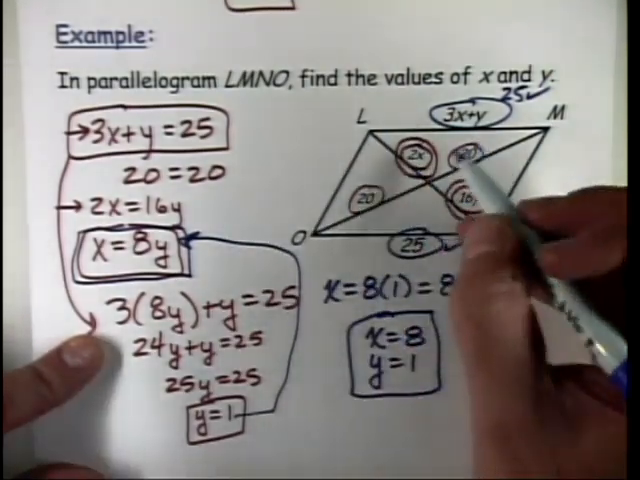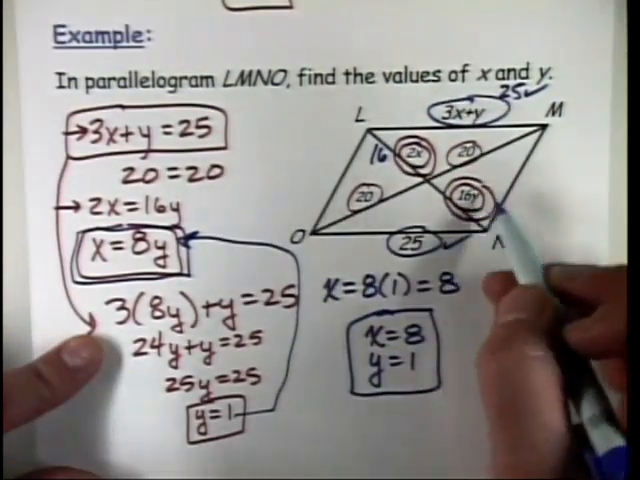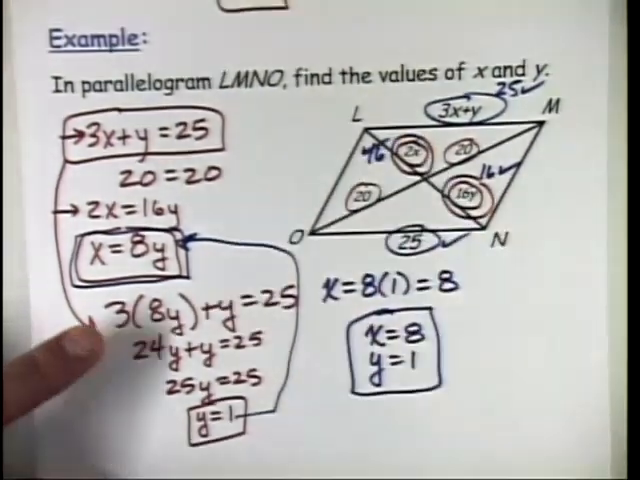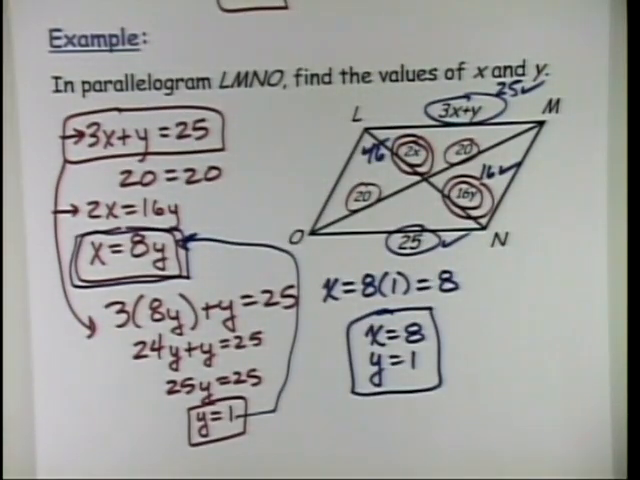So 2 times x is 2 times 8. That's 16. And 16 times 1 is 16. So I know that those are congruent as well. So everything checks out. We're feeling confident that we have the right answer.